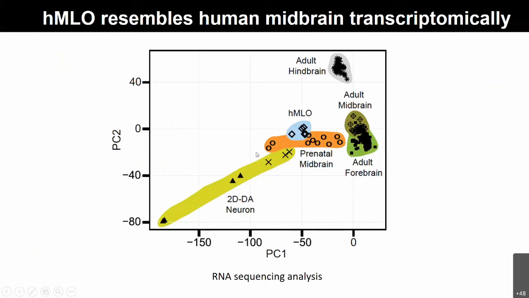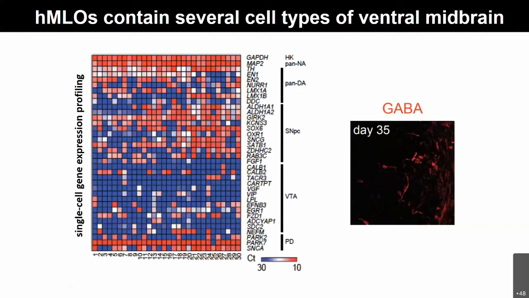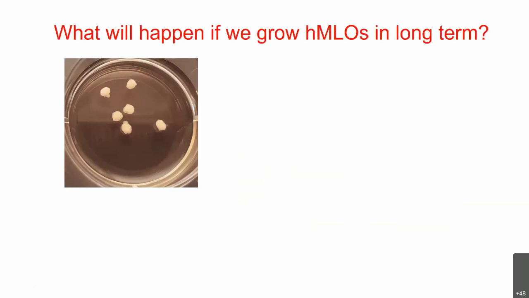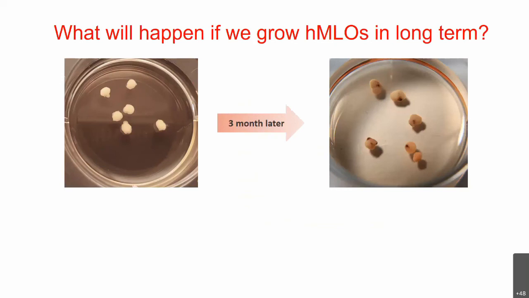Okay, so that's encouraging. We also demonstrated through single-cell RNA-seq, this is Fluidigm technology at that time, the presence of several types of cells which are present in the ventral midbrain, for example the inhibitory neurons marked by GABA. So the question now is, you can make this within a month, but what happens if you grow them long term, right? Three months later.